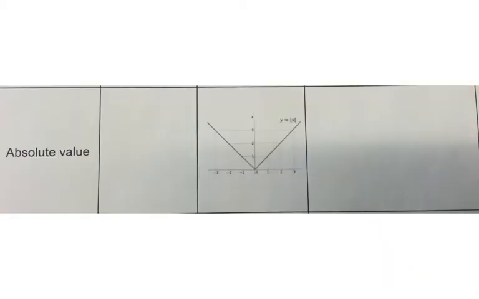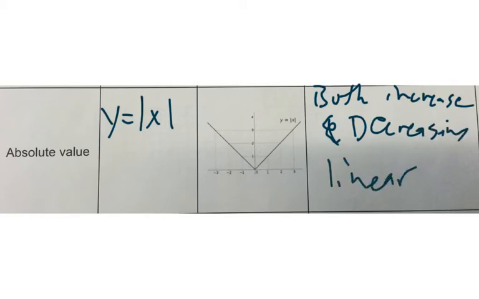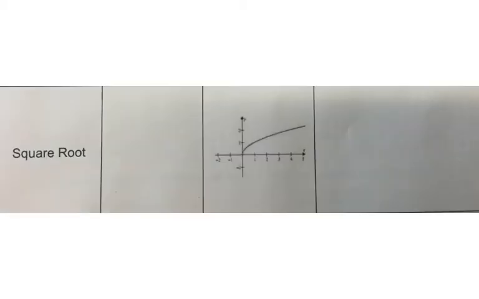This is an absolute value function, and the parent function is y equals the absolute value of x. This one is both increasing and decreasing. And this is linear. You can again tell it's decreasing right here and it's increasing right here. So it's both. And it is a straight line, so it is linear.